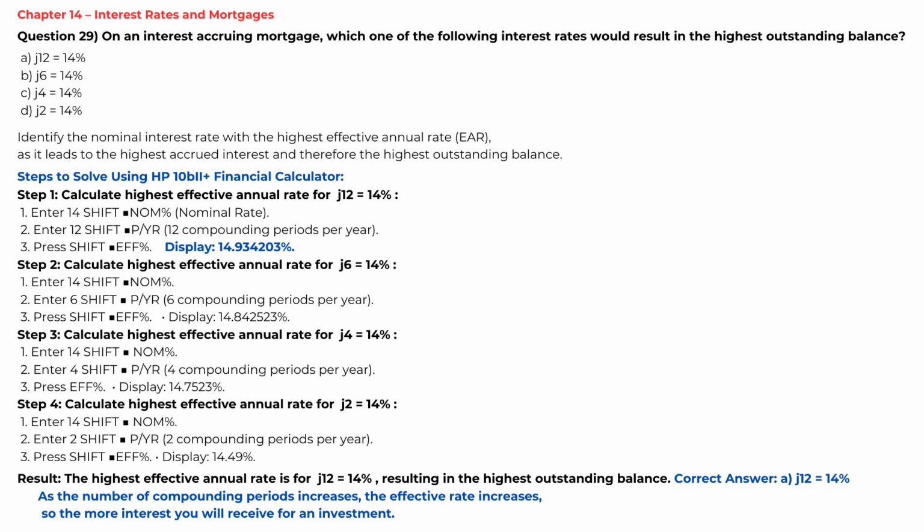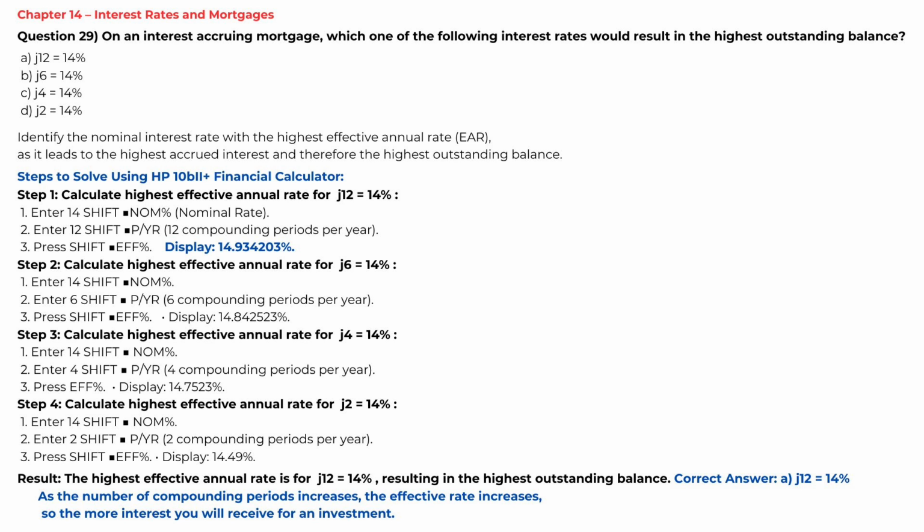Option A. Step 1. Calculate the effective annual rate for J12 equals 14%. Enter 14, shift NOM, nominal rate. Enter 12, shift PYR, 12 compounding periods per year. Press shift effective, calculator displays 14.9343%. That is J1 equals 14.934203%. Option B. Step 2. Calculate the effective annual rate for J6 equals 14%. Enter 14, shift NOM. Enter 6, shift PYR, 6 compounding periods per year.